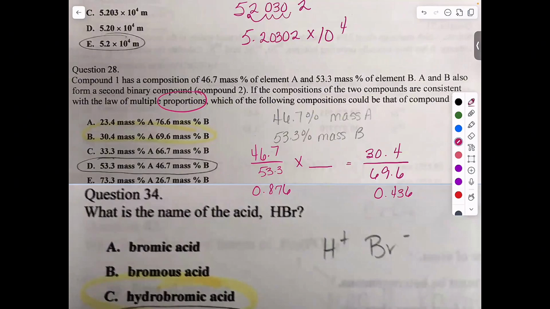So we have 1/2 here. Or you could say 30.4 over 69.6 times 2 equals, okay, that would actually probably be better. So that abides by the law of multiple proportions, and therefore that's why B is your final answer for that.